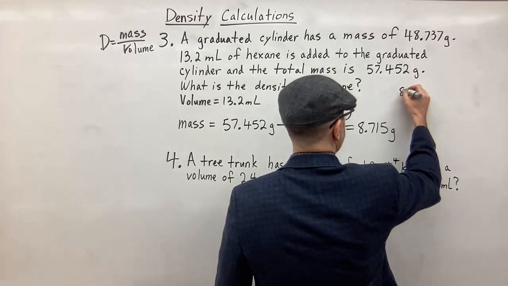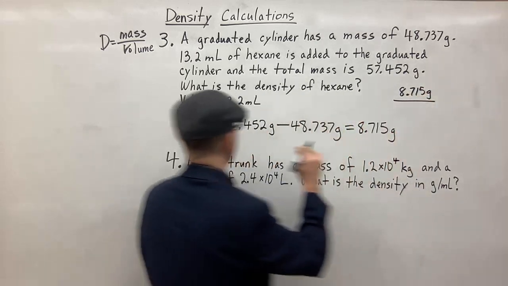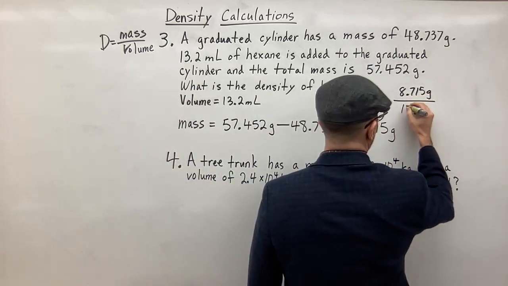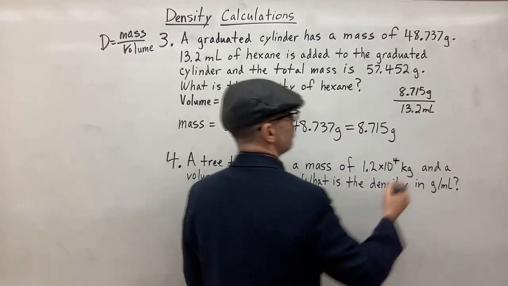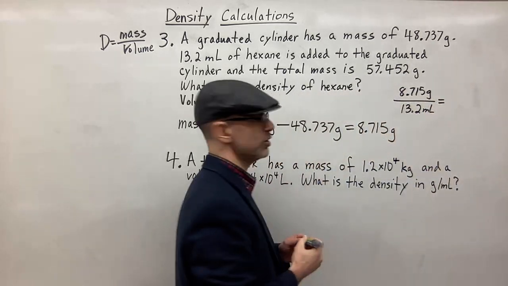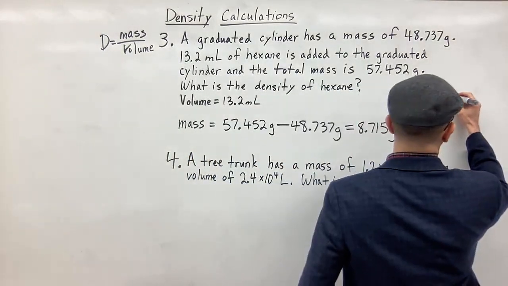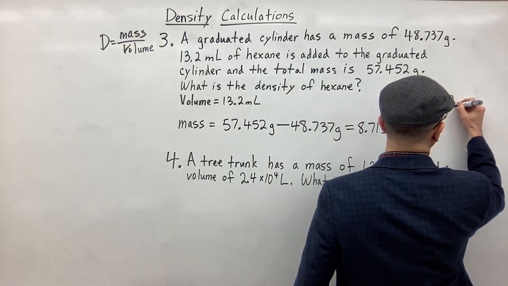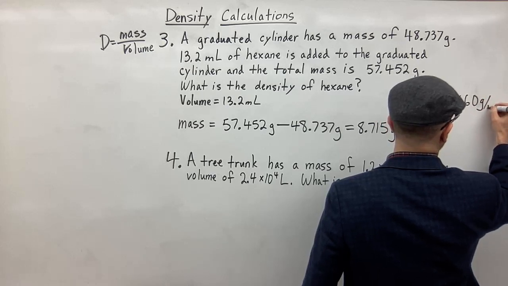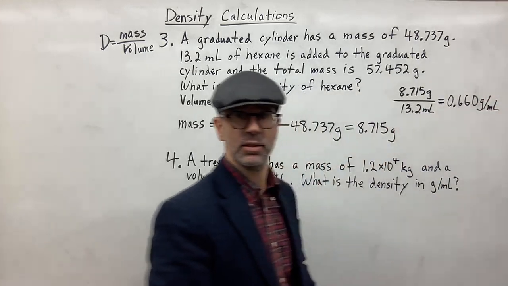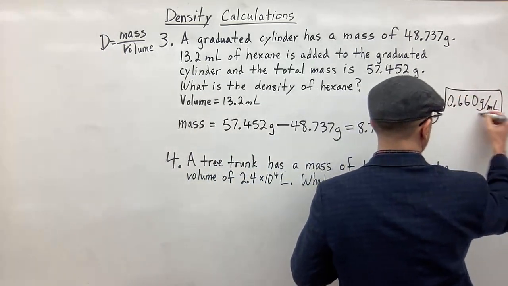So now we're going to take the mass. So we have 8.715 grams. We're going to divide that by the volume here, 13.2 milliliters. And then when we divide those, we get 0.660 grams per milliliter. And so this is the density of the hexane in the graduated cylinder.